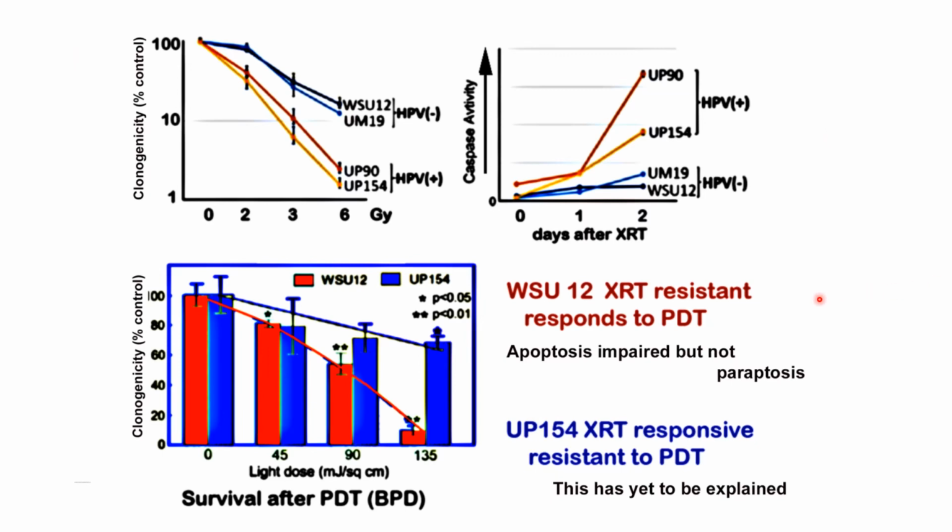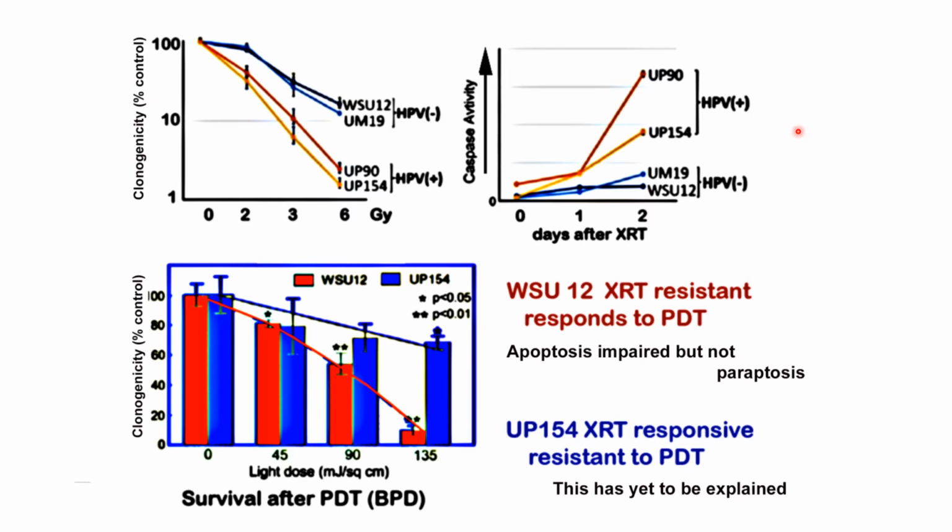This slide looks at the potential for PDT involving paraptosis. Head and neck tumor cells from patients with a papillomavirus infection tend to be resistant to treatment with ionizing radiation. This is shown by the graph on the upper left. It's interesting to note that when we treat these cell types with photodynamic therapy, we see the opposite effect. The HPV plus cells are more responsive to photodynamic therapy, but the HPV minus cells are less responsive.